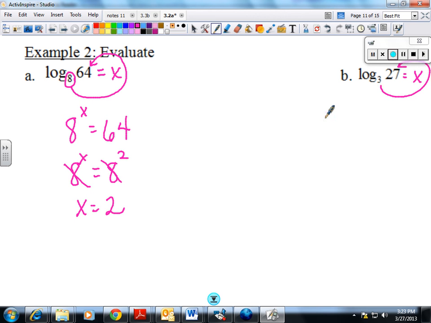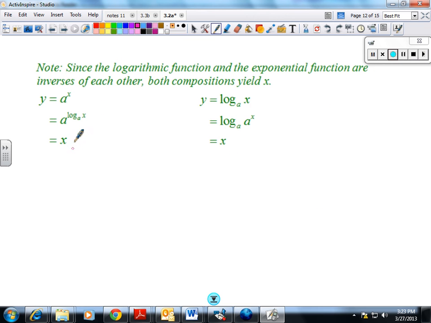Same thing here. Whoop it around. 3 to the x equals 27. Well, 27, if I break that down, is 3 cubed. I kill my 3's. X equals 3. We'll talk about that tomorrow.